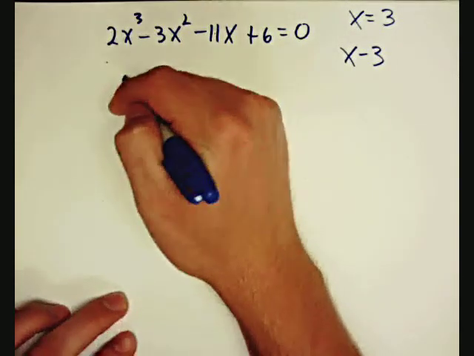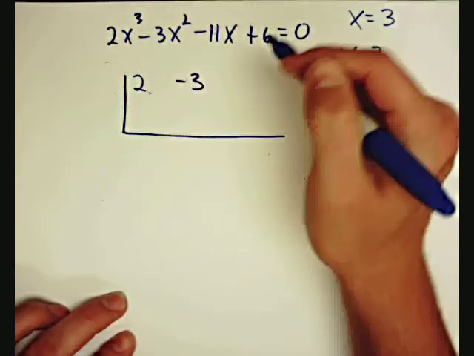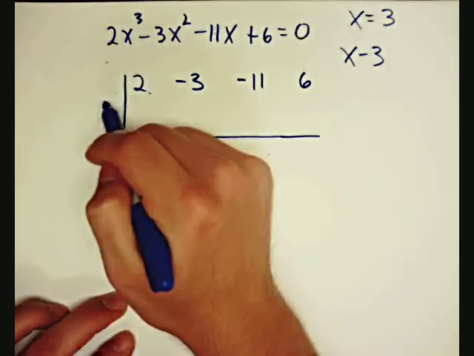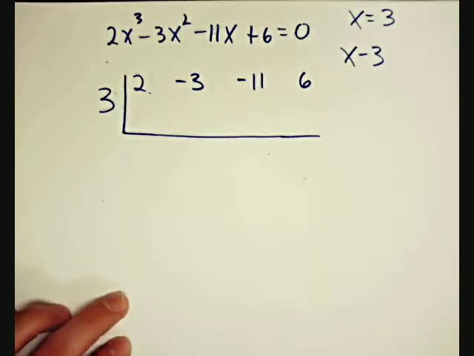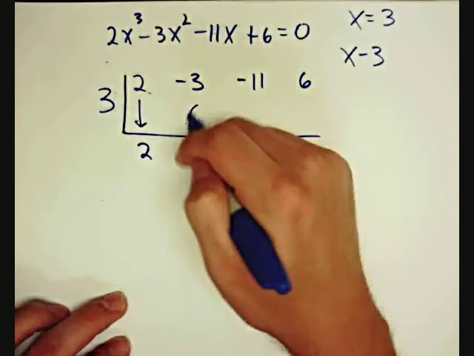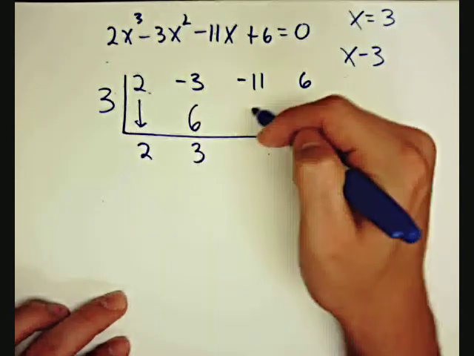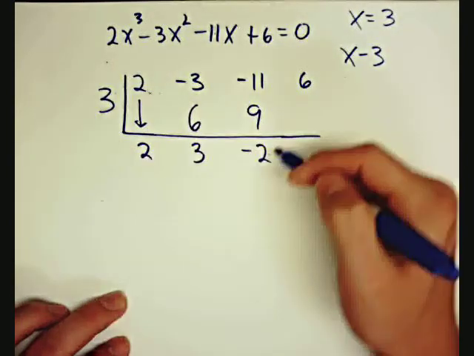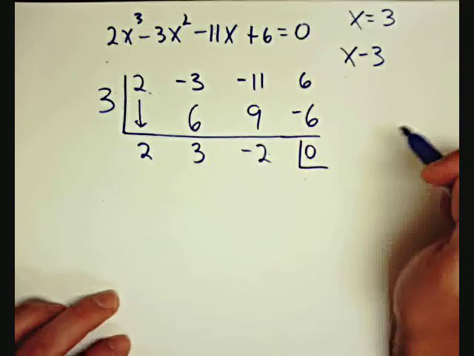So we want to set up a synthetic division with 2x cubed minus 3x squared minus 11x plus 6, with our 0, 3, outside. Do a synthetic division. This is going to lead us to a second factor. Bring down the 2. 3 times 2 is 6. Negative 3 plus 6 is 3. 3 times 3 is 9. Negative 11 plus 9 is negative 2. 3 times negative 2 is negative 6. 6 minus 6, remainder 0.